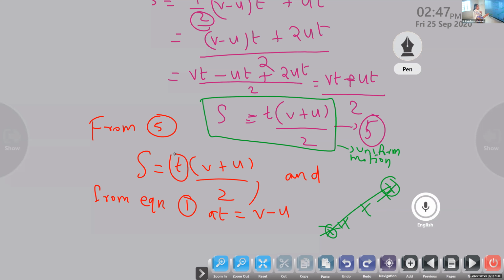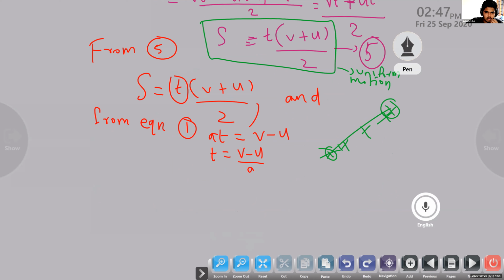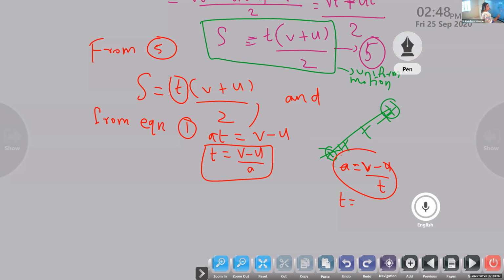Okay. So AT is equal to V minus U. So T is equal to, just mathematical manipulation, V minus U by A. That's it. We have already got A is equal to V minus U by T. Here you are finding T instead of A, in the same equation. That's the difference. Okay, that's the difference. So it's a mathematical manipulation only.